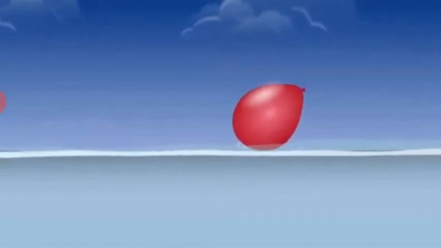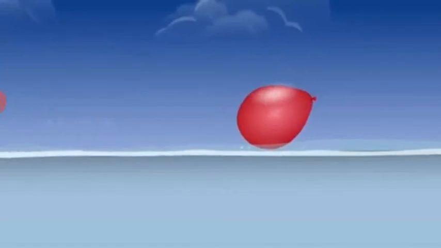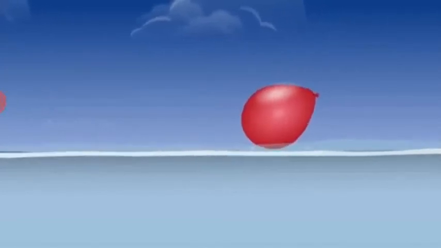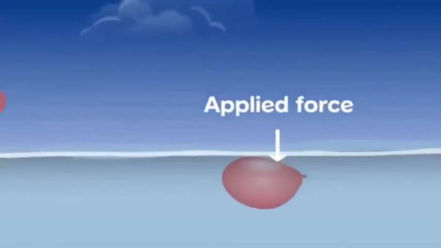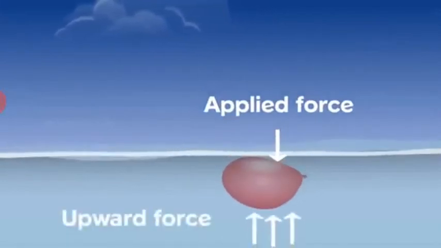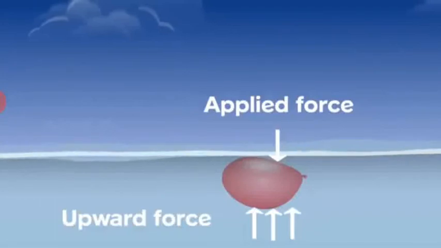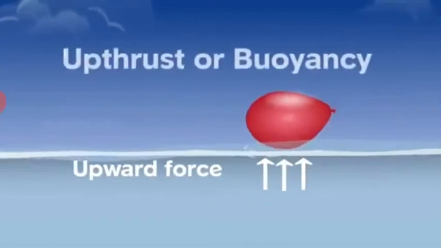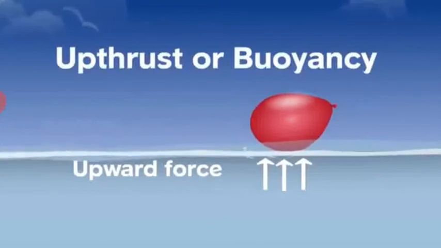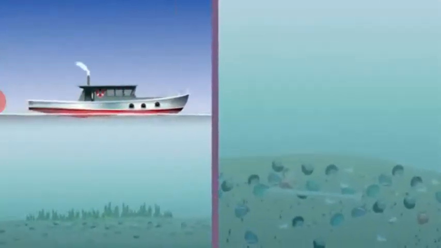Now release the balloon, it bounces back to the surface. What happens here is that the applied force acts in the downward direction, pushing the balloon down, but the water exerts an upward force on the balloon, pushing it up. This upward force exerted by water on the balloon is known as upthrust or buoyancy, and the upward force is called the buoyant force.